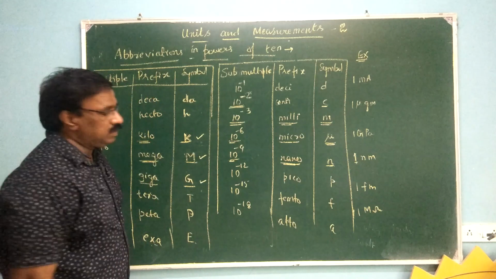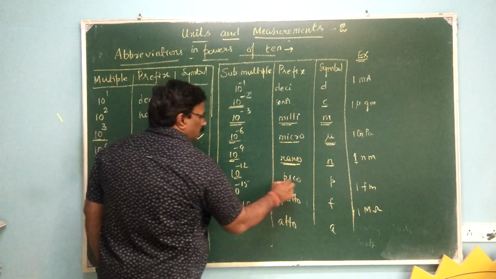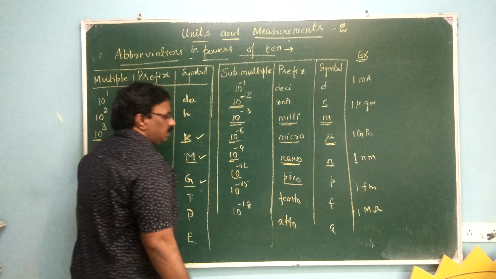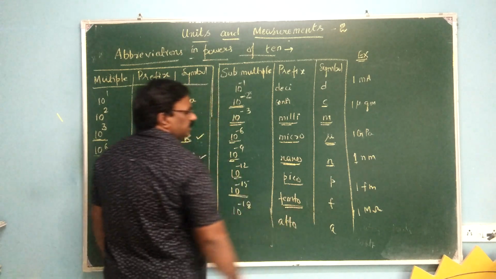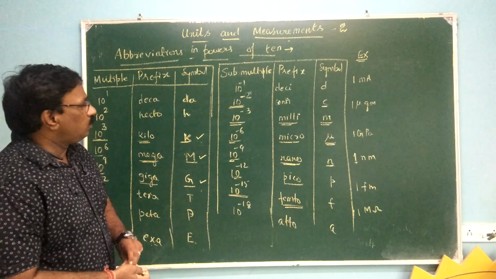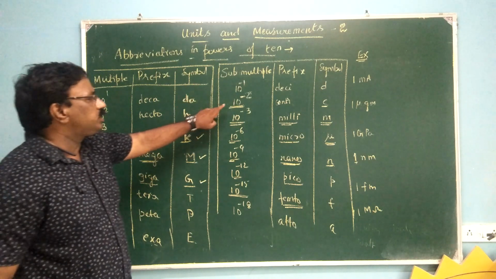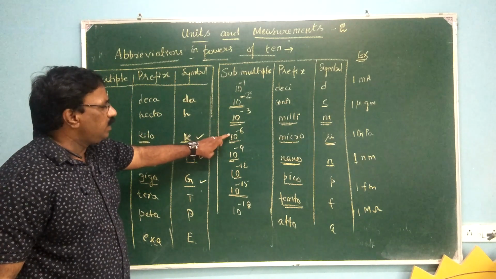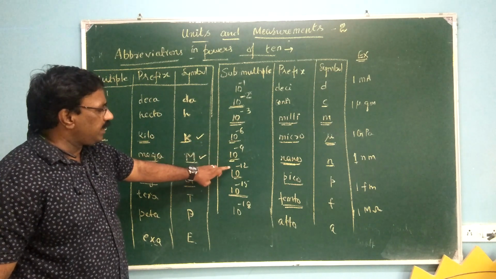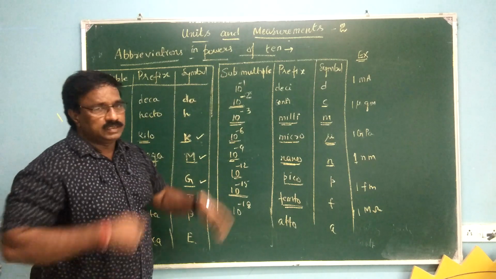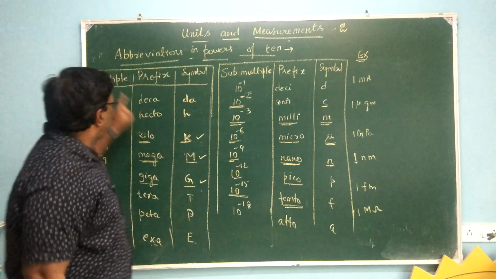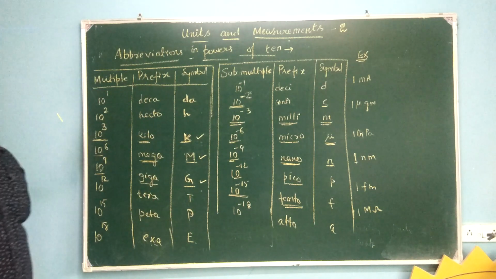10 power minus 12, pico. In class 12 we use this most, in capacitors. 10 power minus 15, femto. In modern physics we use this to represent the size of the nucleus. So in submultiples we use 10 power minus 2, 10 power minus 3, 10 power minus 6, 10 power minus 9, 10 power minus 12, 10 power minus 15. Submultiples represent lesser magnitude. Multiples represent larger magnitude.